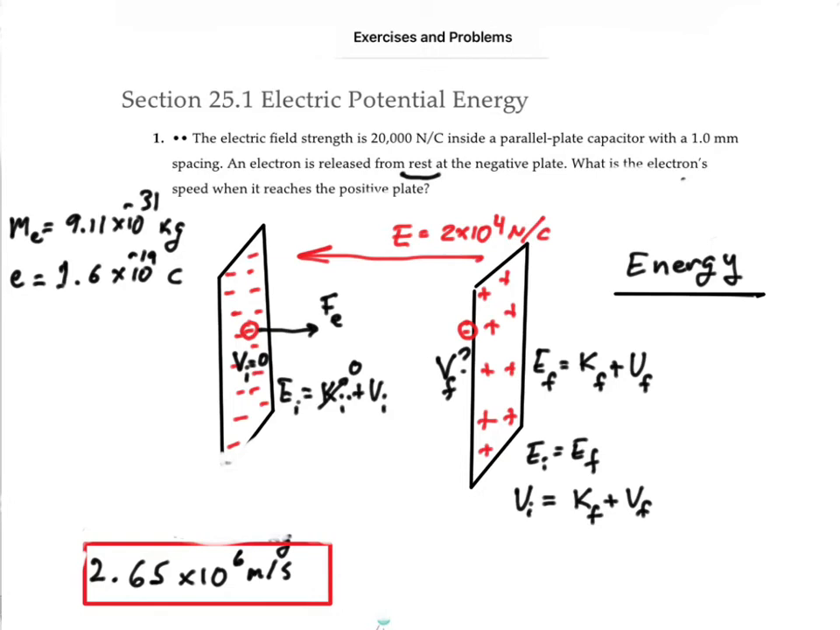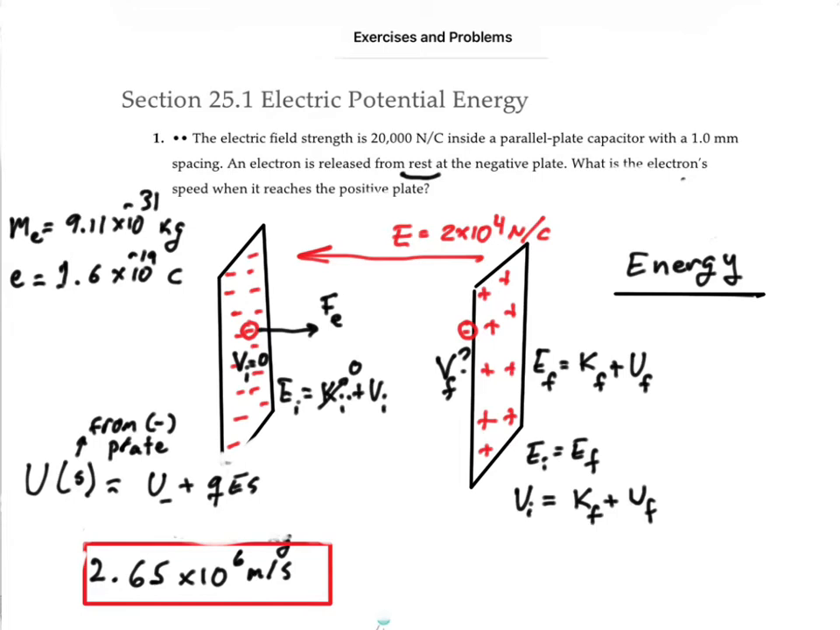That's not a V, that's a U. Let me correct that real quick. U final. All right, so that's the conservation of energy equation.